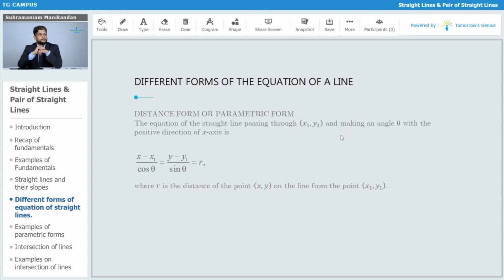So when we have a point on a line which is given to us, (x1, y1), and another point is at a distance of r from it, (x, y), and it makes an angle of theta with the positive x-axis, then you can write down the equation of this line as (x minus x1) by cos theta equals (y minus y1) by sin theta equals r.